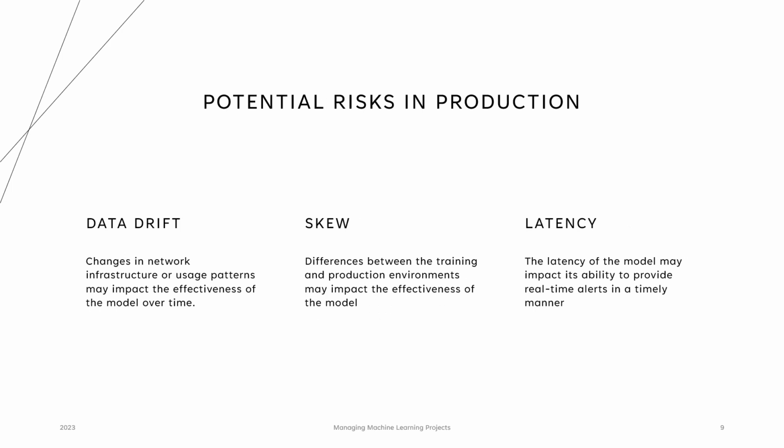As with any project, there are many potential risks in production that we need to be aware of. First, changes in the network infrastructure or usage patterns can impact the effectiveness of the model over time. Second, differences between the training and production environments may impact the effectiveness of the model. Lastly, latency of the model may impact its ability to provide real-time alerts in a timely manner.